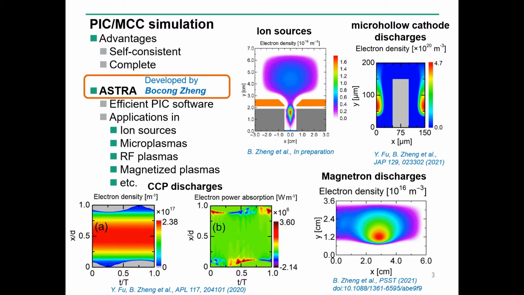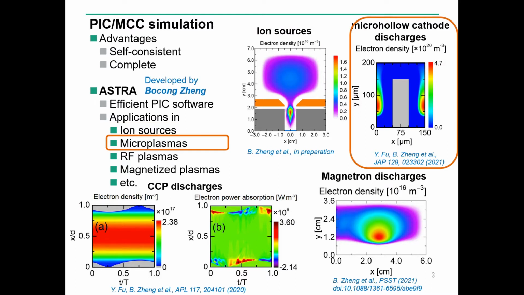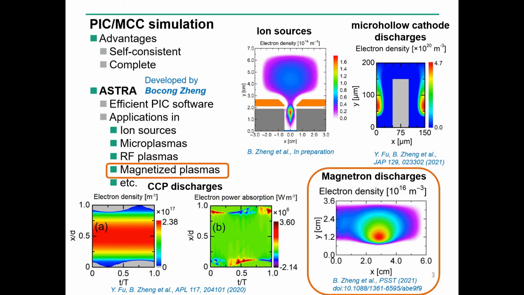I developed an efficient plasma simulation software based on the PIC simulation. The name is Astra, which is electrostatic and capable of simulating plasma discharges in 1 and 2 dimensions. Astra has been successfully applied to the simulation of low-pressure, long mean-free-path particle beams and atmospheric pressure microplasma discharges. Astra is also used to simulate radiofrequency discharges and magnetron sputtering discharges, which we will talk about shortly.